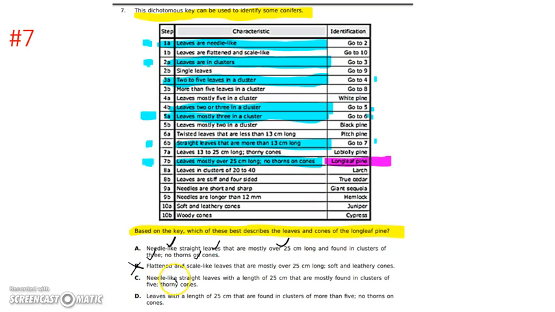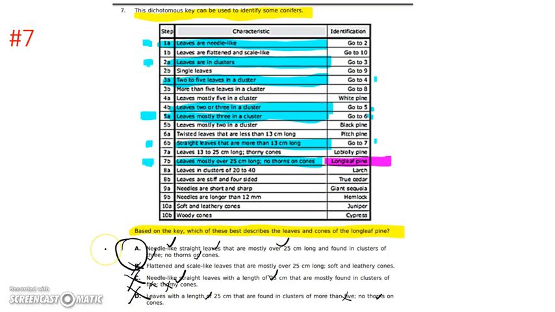C says needle-like, length of 25 centimeters, which could be true, yes. They're mostly found in clusters of 5. That's not really right. And thorny cones, no, there's no thorns. That's not it. D says leaves with a length of 25 centimeters. Okay, maybe. Found in clusters of more than 5. I think they're in 3. No thorns on the cones, so that's true too. But the clusters are going to be in 3, so that's not our answer.